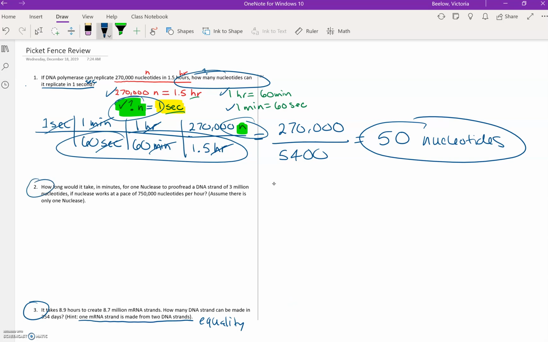And then for question number 2 here, it does say, assume there is only one nuclease. So this part right here, that one nuclease, actually is not going to be relevant. So you don't have to worry about that when writing your equalities, okay? Sometimes there will be information provided that is not necessary. Since you're assuming there's only one nuclease working, it's not going to be equal to anything. It's not going to be involved in an equality.